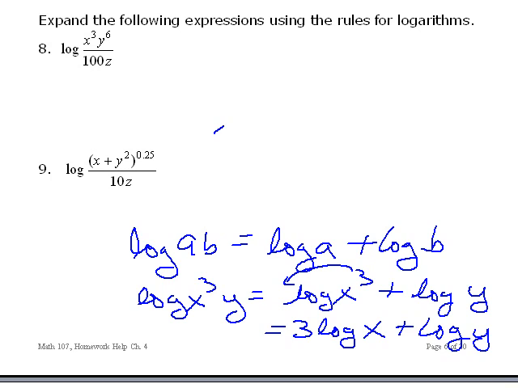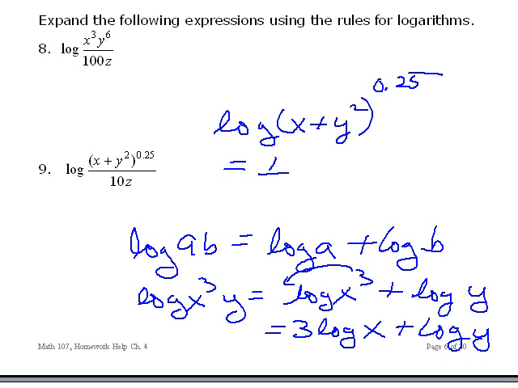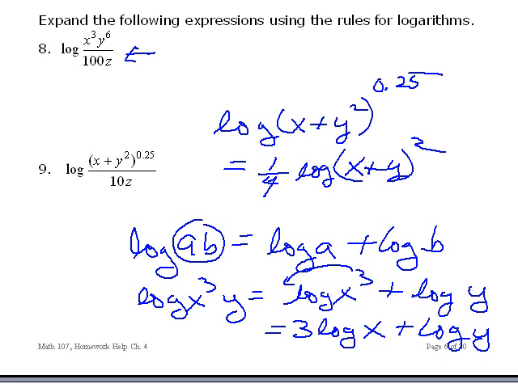And if you have the log of something like x plus y squared to the 1/4 power, the 1/4 comes out in front. I'll just write that as 1/4. And now I have the log of x plus y squared. I can do nothing at this point because these rules only apply when you've multiplied them or when you're dividing, but not when you're adding or subtracting. Actually, the squared is underneath that sign, so you can do nothing with it.